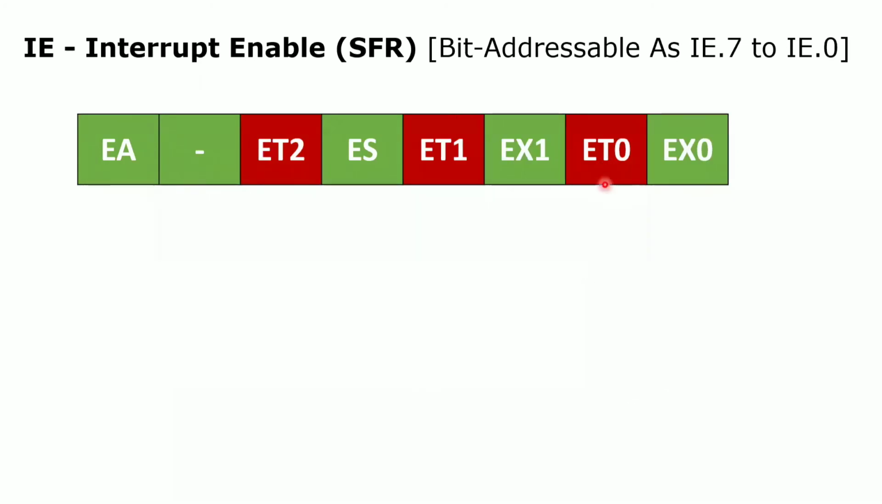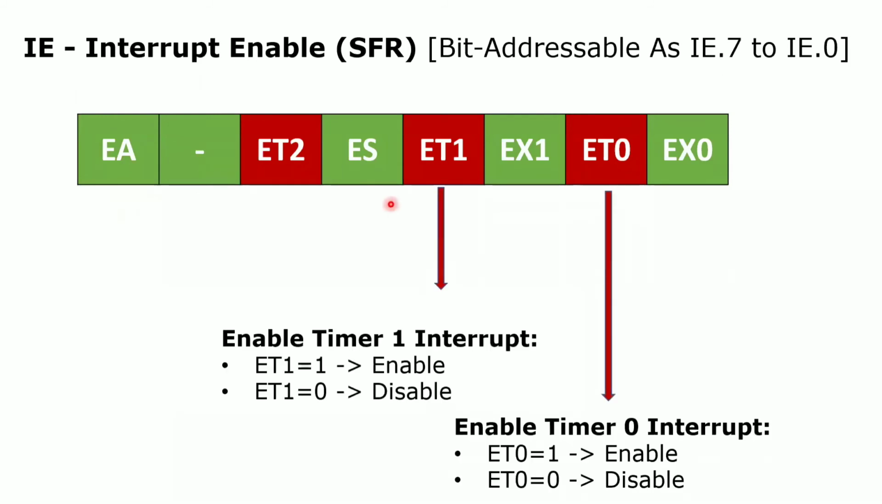Now coming to the next bits, ET0, ET1 and ET2. ET0 means enable timer 0 interrupt. I am sure you know that there are two timers. So timer 0 can generate the timer 0 overflow interrupt. Similarly, for timer 1, we can generate the timer 1 overflow interrupt. Now, in order to enable or disable these two timer overflow interrupts, I can use these two bits.